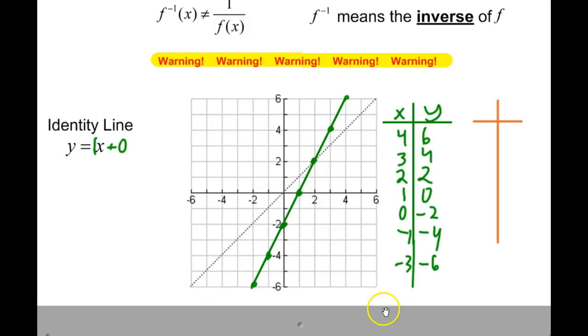So if you take these points and reflect them, let's see what would happen. If this point was reflected across the line, it comes to this point. It would be the point (0, 1). If we reflected this point across the line, it goes from here to there. So that's the point (-2, 0).